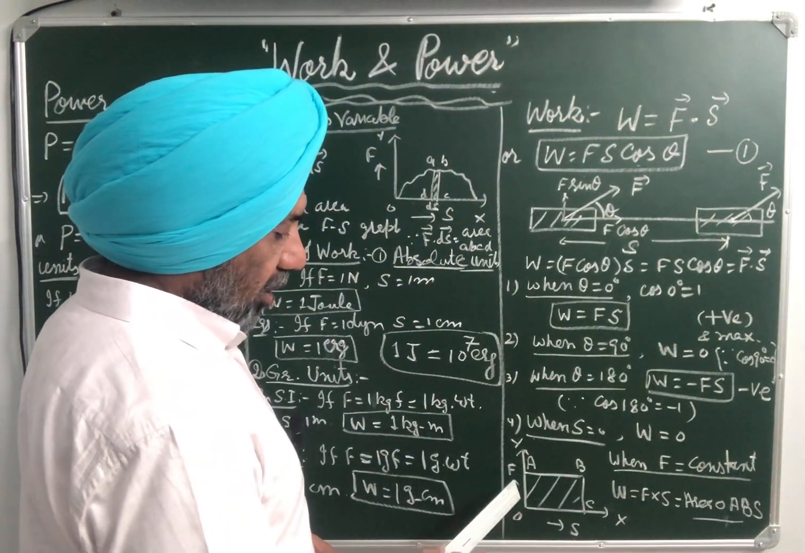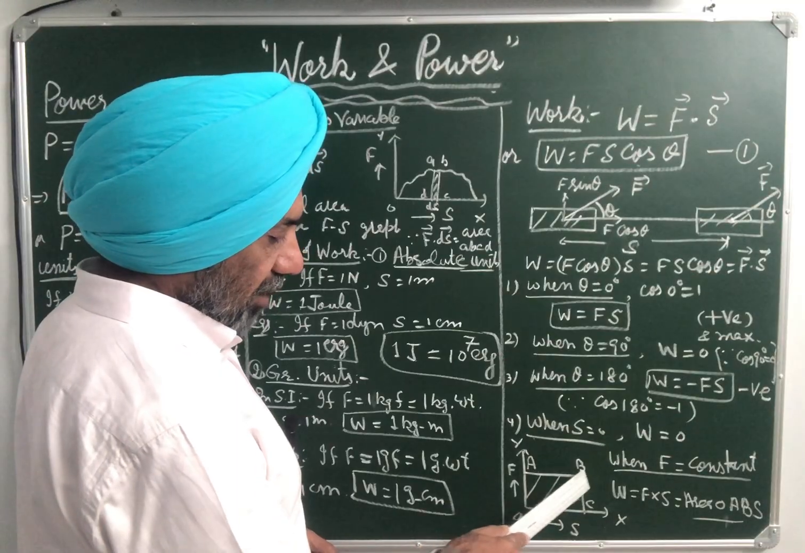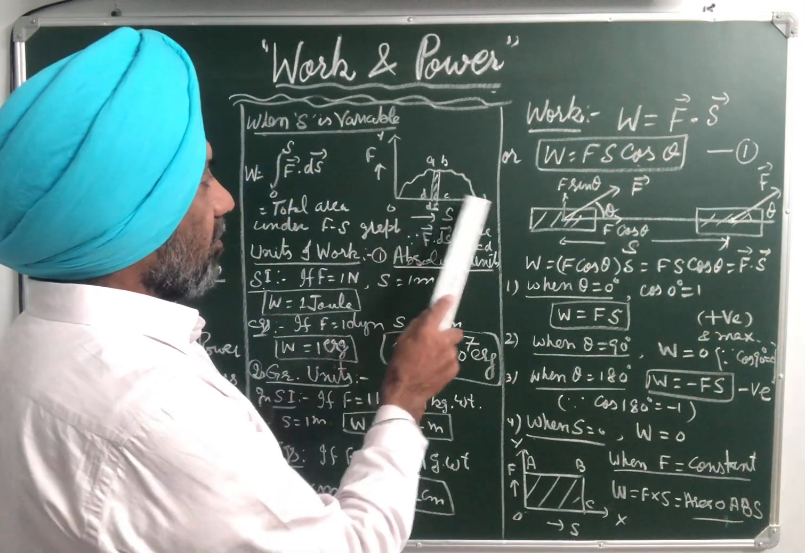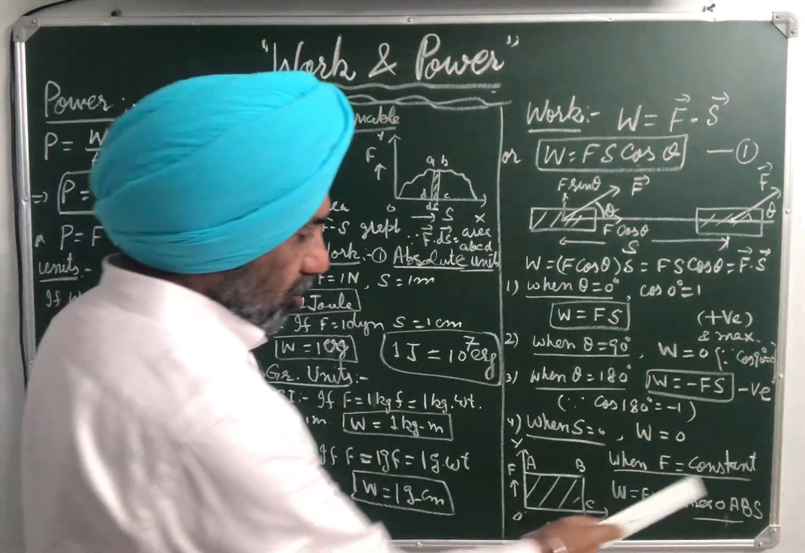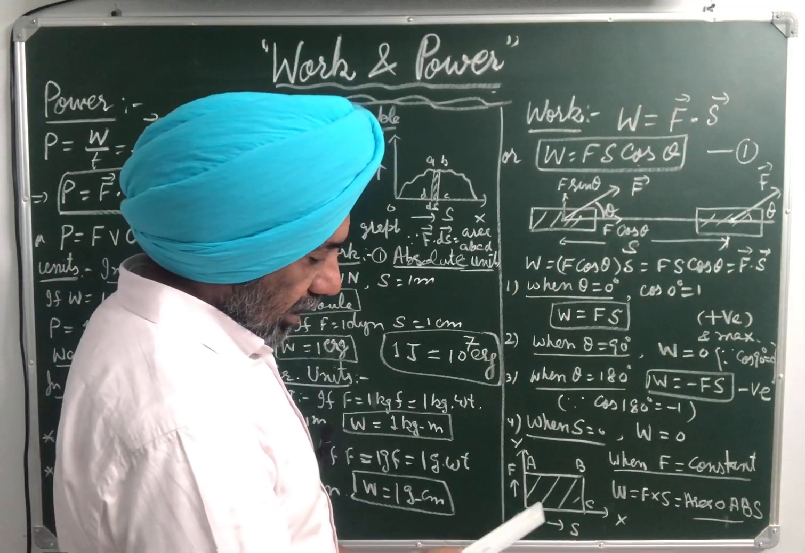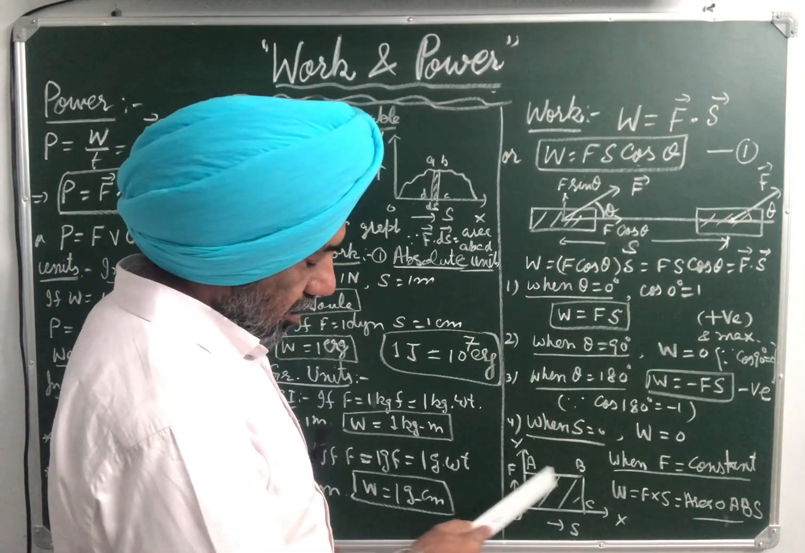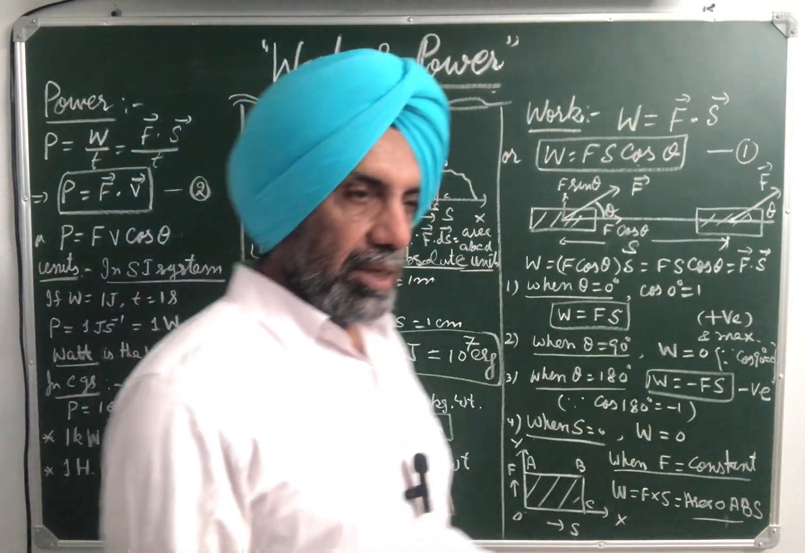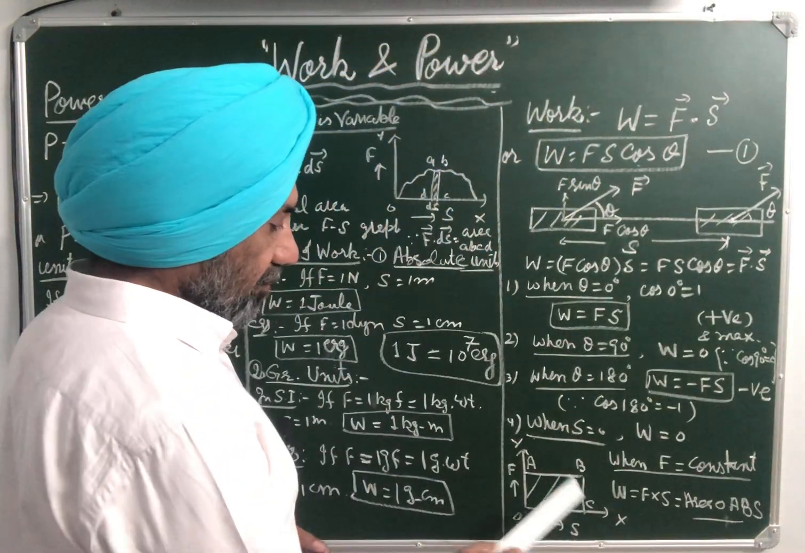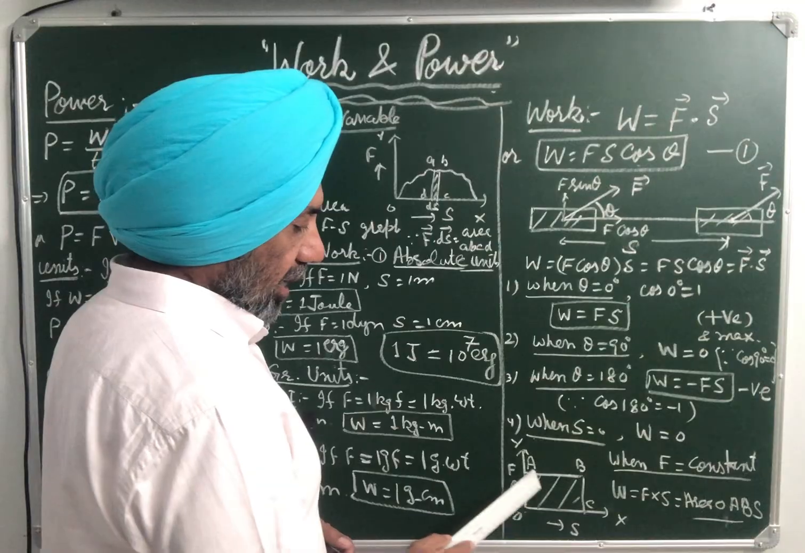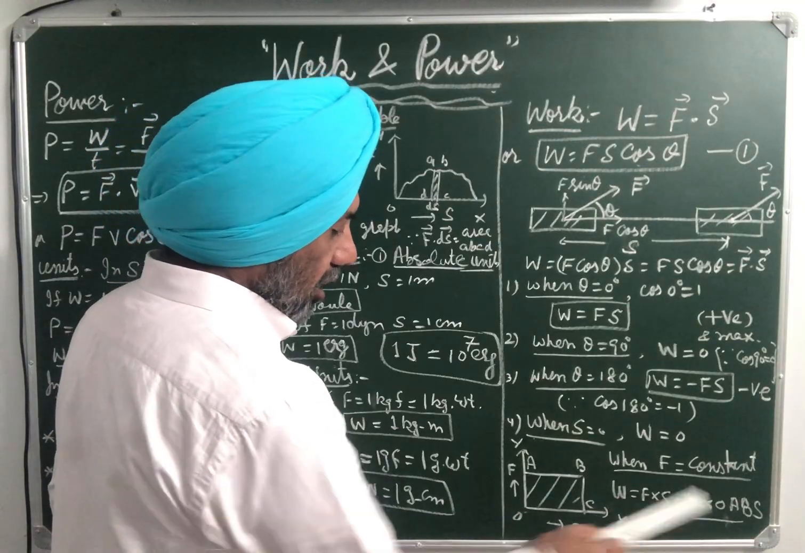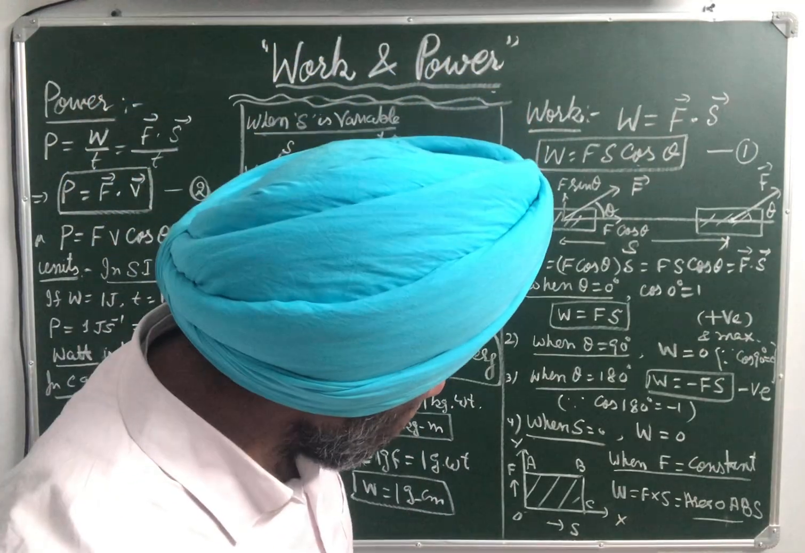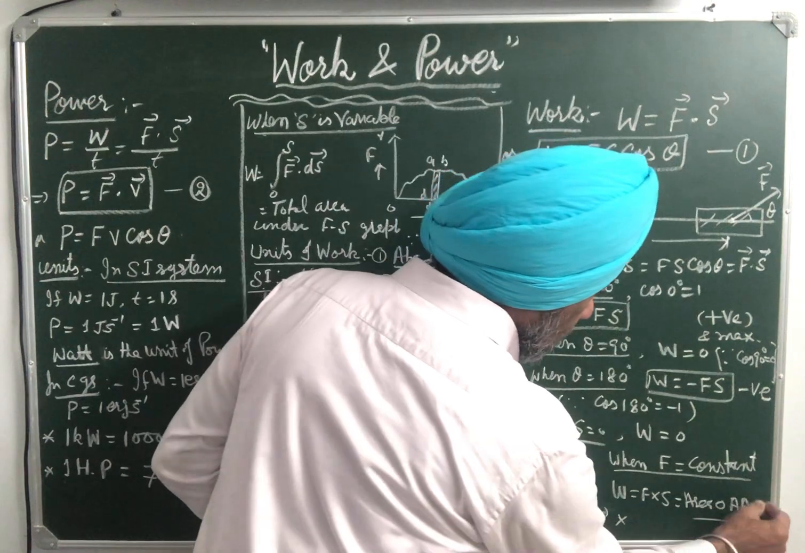Now geometrically, in a plot graph between F and S, if force is constant, the graph comes out to be a straight line parallel to the x-axis, and if force is variable, the graph will be like this. When force is constant, work done will be the area of this rectangle, force into distance. That is, work done is equal to the area under the Fs graph, the straight line AB. So W is equal to Fs, or the area OABC.